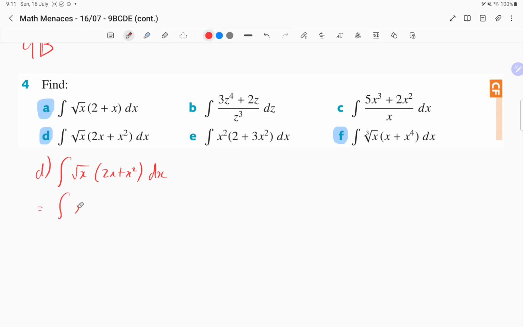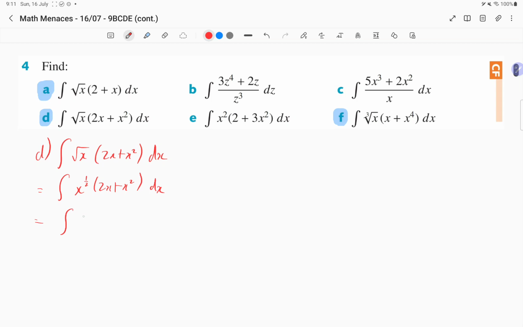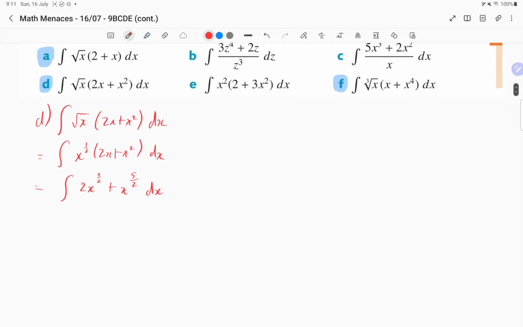So if I multiply that in, that will be x to the power half, and then (2x plus x squared) dx. Multiply that in, which means I add the powers, and the antiderivative is still there. I haven't anti-derived it yet, right? So it's still there. Now it will be 2x to the power 3.5 plus x to the power 5.5. Any question? No? Sarah, all good? Yeah, it's just fraction addition.